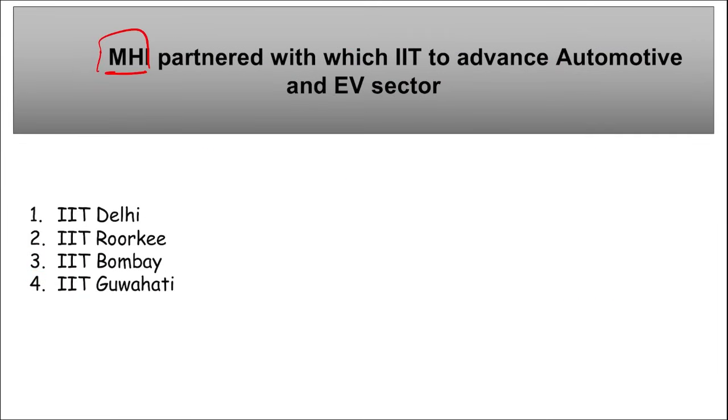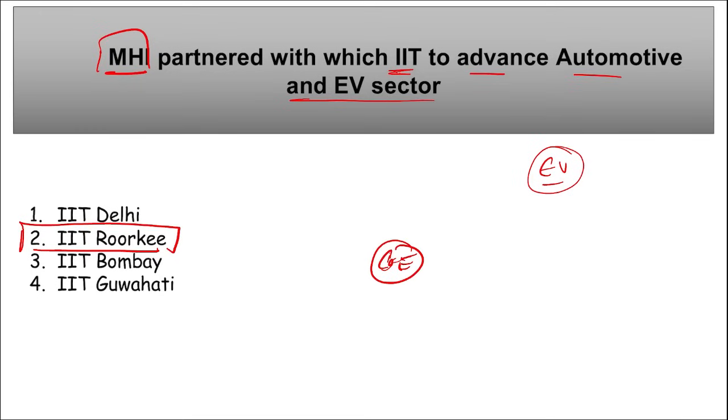MHI, Ministry of Heavy Industries, they have partnered with which IIT to advance automotive and electric vehicle sector, right? So that there should be transformation and growth in the automotive sector as well as a growth in the electric vehicle sector. For this, Ministry of Heavy Industries, they have partnered with which IIT? They have partnered with IIT Roorkee to grow this automotive sector and electric vehicle sector, right? And the MOU here, they aim to create a center of excellence and an industry accelerator at IIT Roorkee. For this, IIT Roorkee has partnered with International Center for Automotive Technology, that is in Manesar, Haryana. This is a premier institute for automotive testing and research.